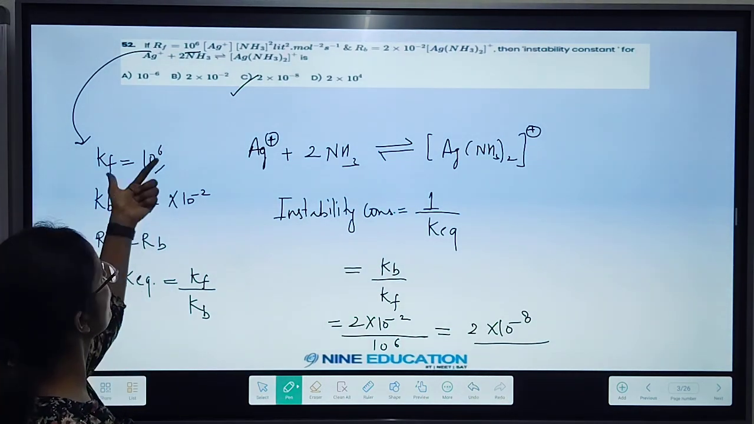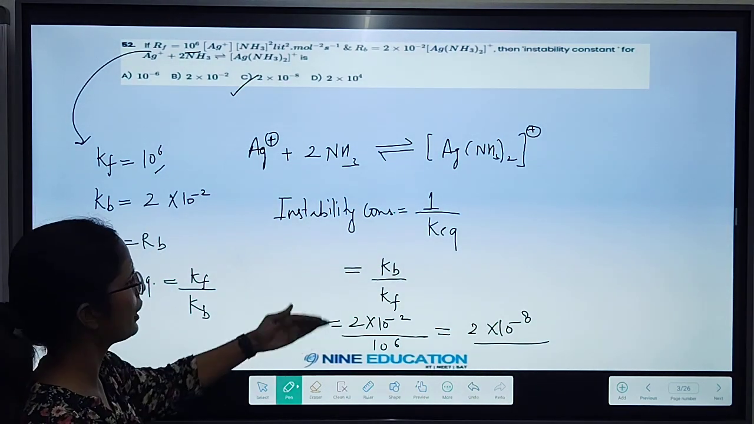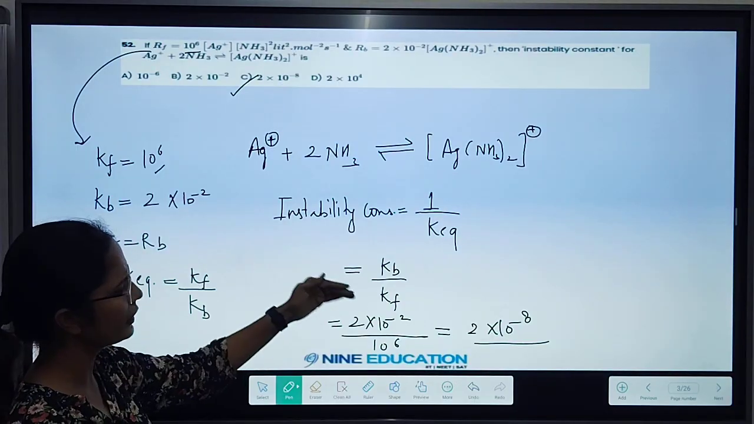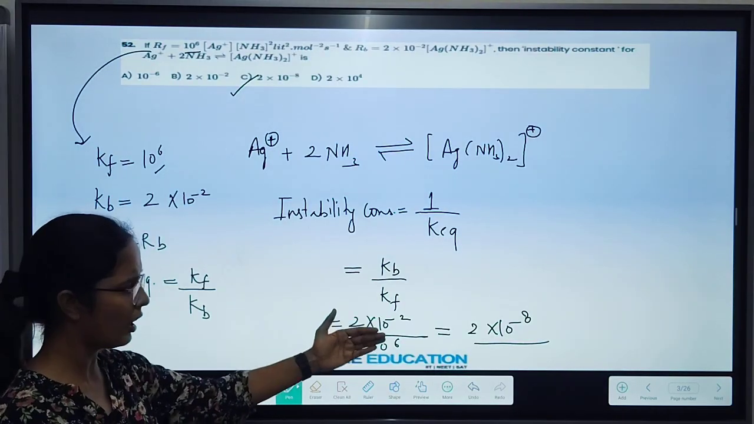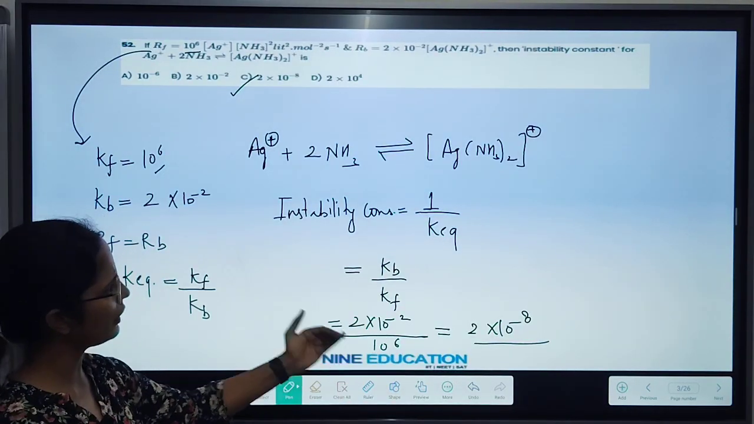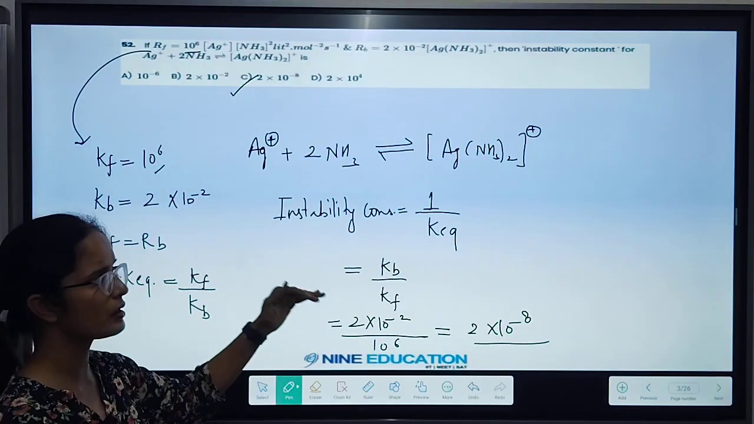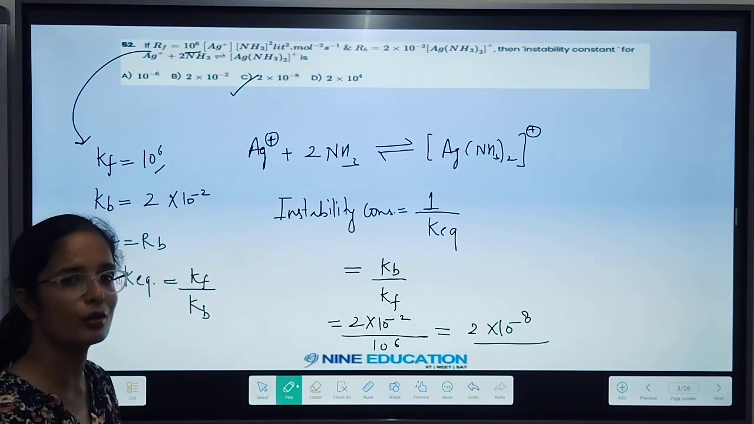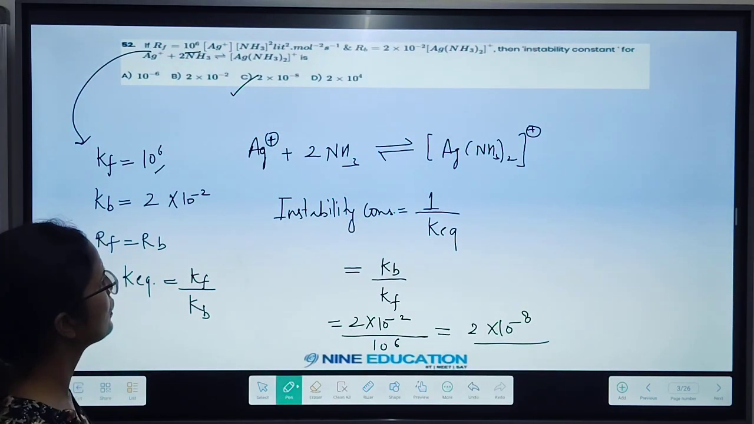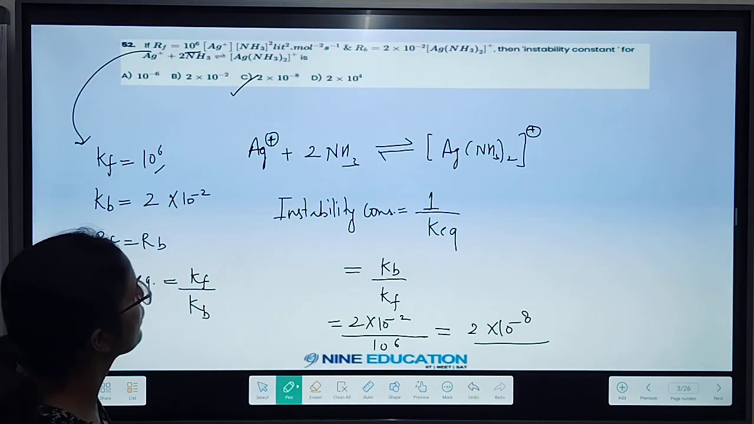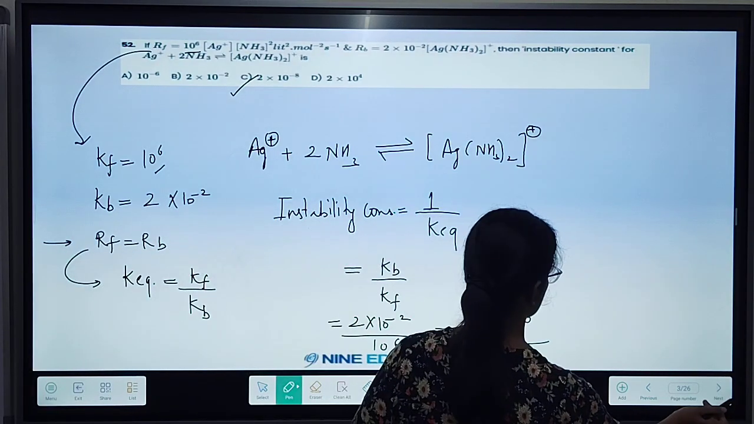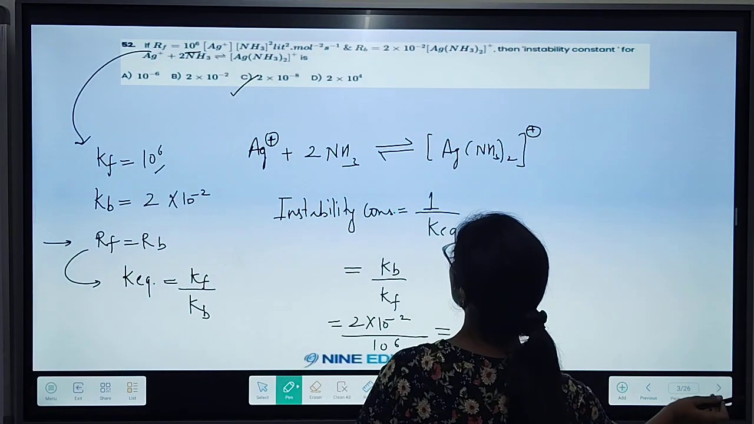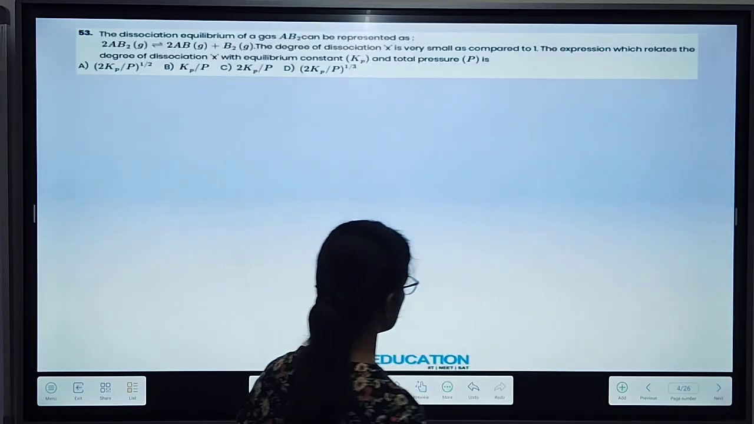K equilibrium you can find out with this Kf and Kb, and after substituting, you are understanding instability constant is this low, 2 into 10 to the power minus 8, means this complex will be quite stable and reaction will be more in the forward direction only, right? This would be the understanding. So option C would be the correct answer, 52.